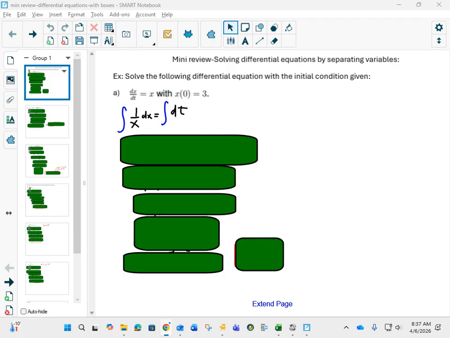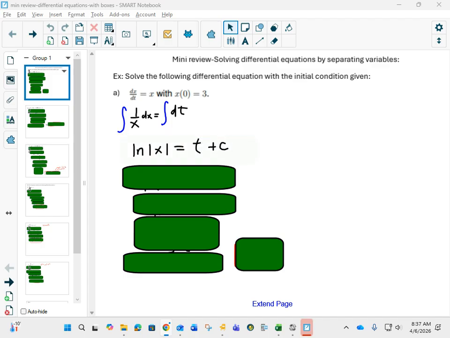But since the dx is on the top, moving that x over to the other side will give you 1 over x. Then integrating both these sides, the one side is the natural log of x, the other side's integration would just be t, and you have a plus c. And with that initial condition, we'll be able to solve for what c is.